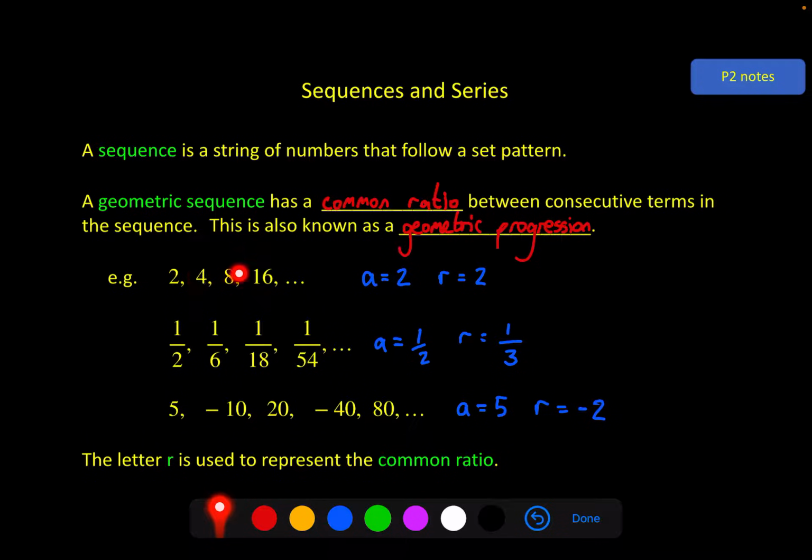So if all the terms are positive, or if all the terms are negative, then your common ratio is a positive number, because it's not changing the sign each time you multiply. But if you get terms alternating or oscillating between positive and negative, then your common ratio is a negative number. So watch out for that.